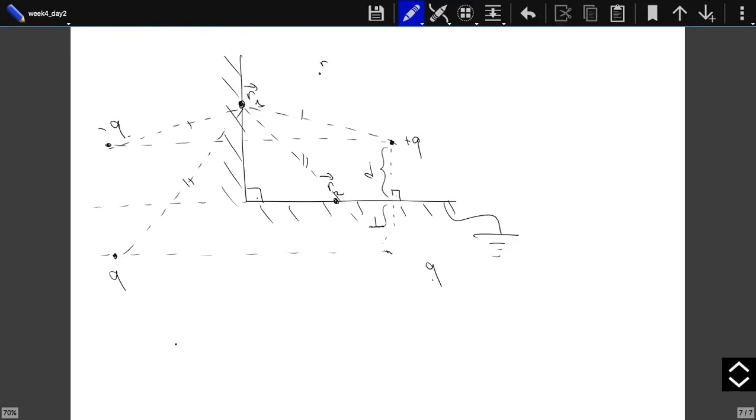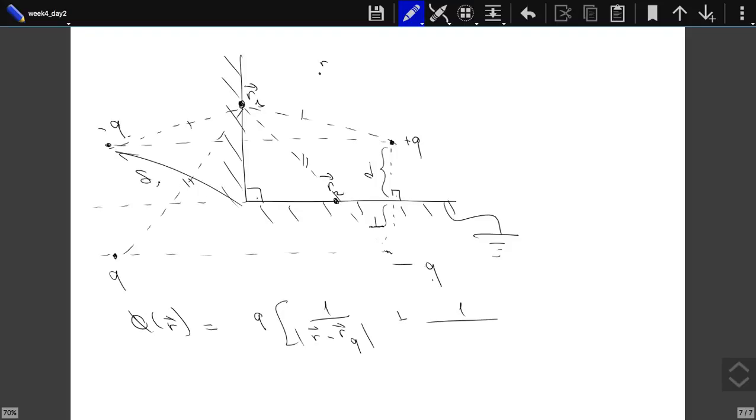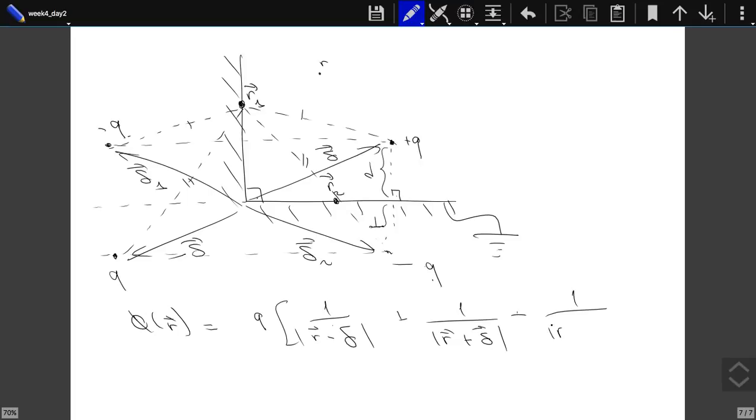Now we have the solution. So V, the phi at the point R, is equal to Q times 1 over R minus R cube plus 1 over, let's say this is our delta, the position of this one is delta 1. Delta 2, delta 3, and this one is delta. R minus delta, 1 over R, well, delta 3 is minus delta anyway. R plus delta, minus 1 over R minus delta 1, plus 1 over R plus delta 1. This is my function phi.